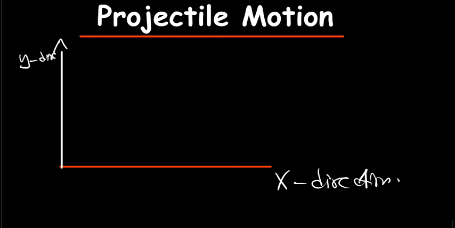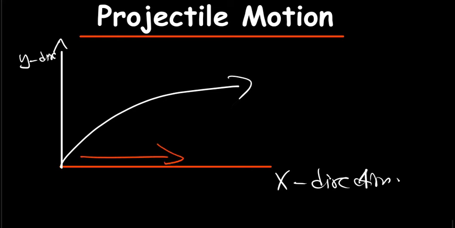Now, if an object is moving in both the x and y direction, we call that object to be in a projectile manner. So the object is moving like that. As you can see, this object is moving in both x as well as in y. That is why we call it projectile motion. In simple terms, it is a motion in two dimensions, a motion which is moving in both x and y direction at the same time. That is basically projectile motion.